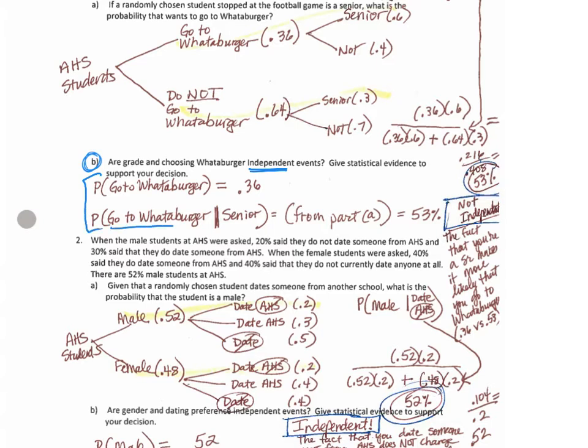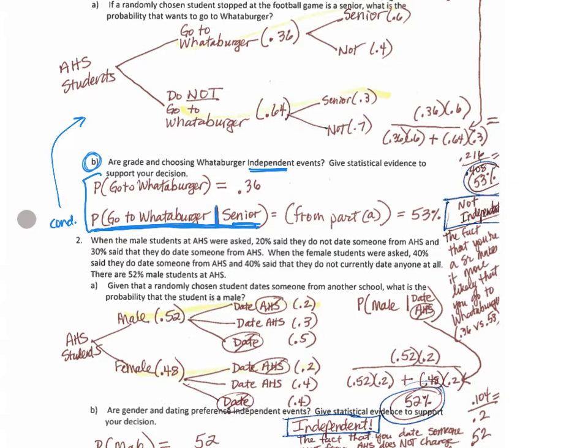First of all, going to Whataburger, given that you are a senior. This is your conditional probability. And the reason I chose this version of the conditional is because that's what they had asked me there. So I already had that work. So that's why I chose this conditional probability.